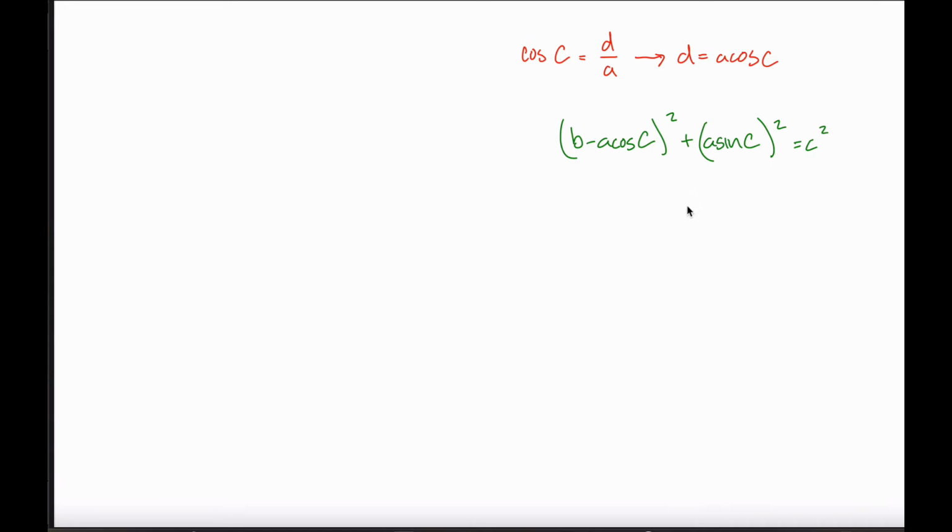Well, let's first get rid of the parentheses. If I square these parentheses, there's two terms in here, so you have to think FOIL. This thing times this thing. Well, the b times the b gives me a b squared. The b times negative a cosine of c gives me negative ab cosine of c, and there'd be two of those things for the O and the I in FOIL. So I get minus 2ab cosine c.